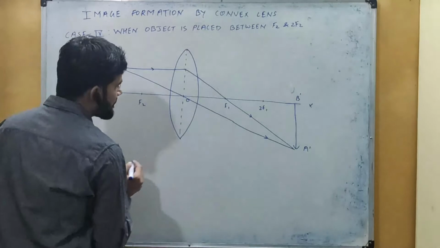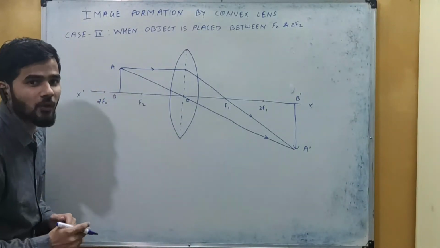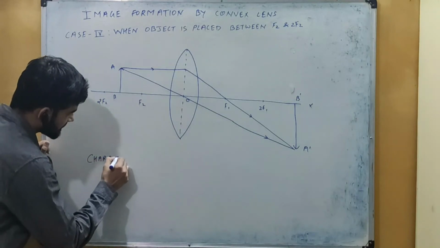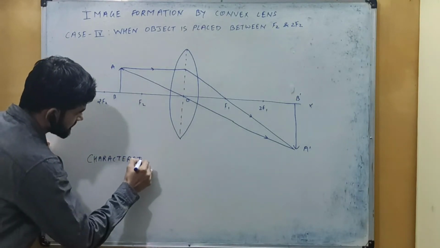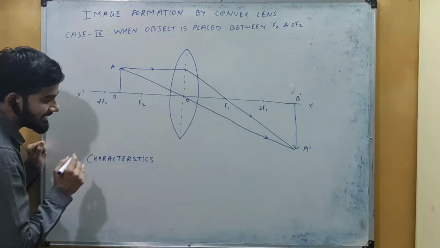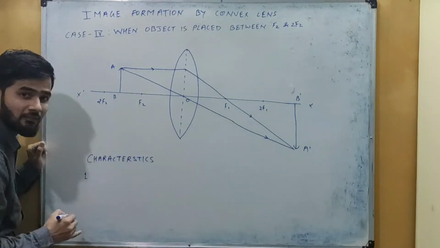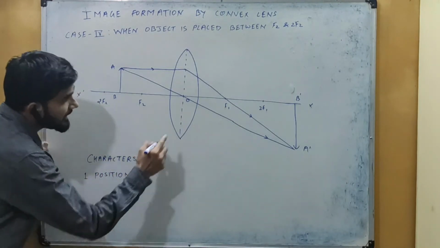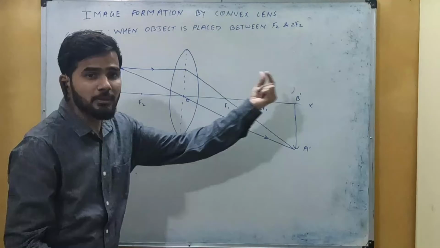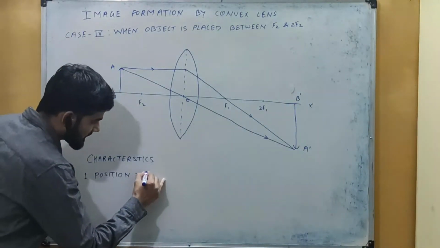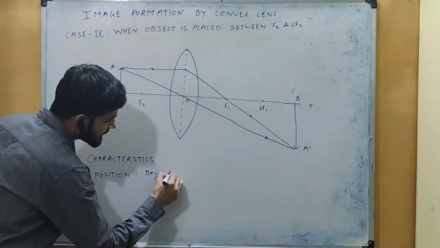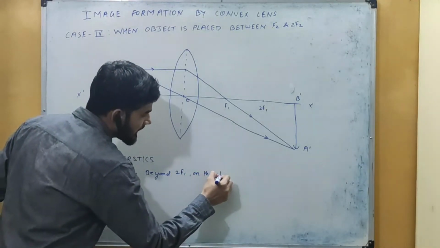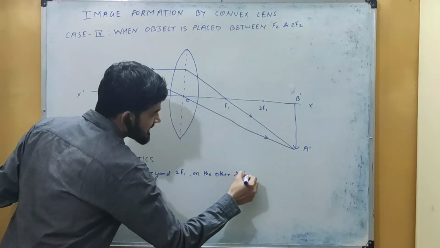Now here we have to write the characteristics of the image formed. So we will write the characteristics. In the characteristics, what is the first point we have? That is the position of the image. So here where the image is formed, the image is formed beyond 2f1. So we can write it as beyond 2f1 and it is on the other side of the lens.